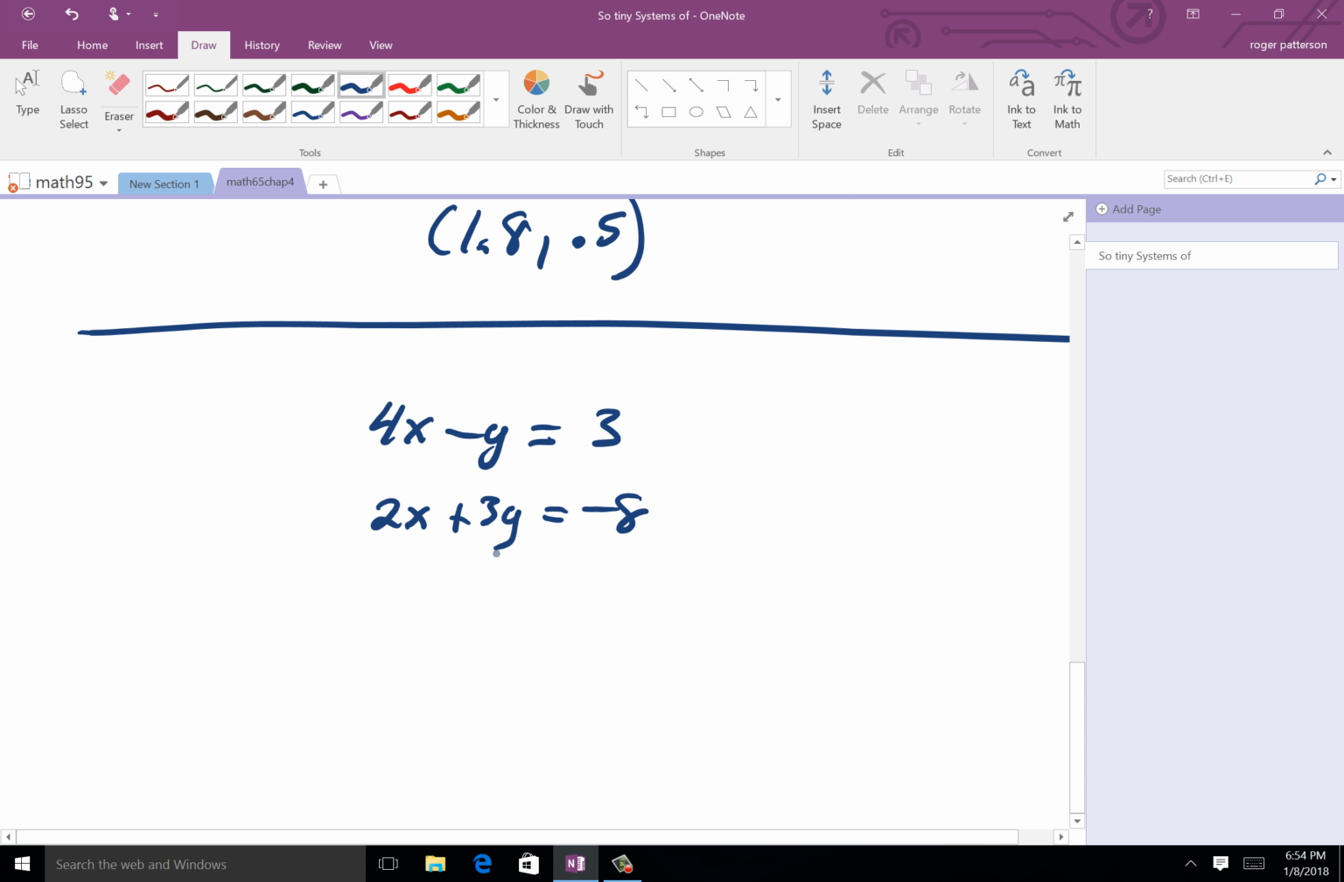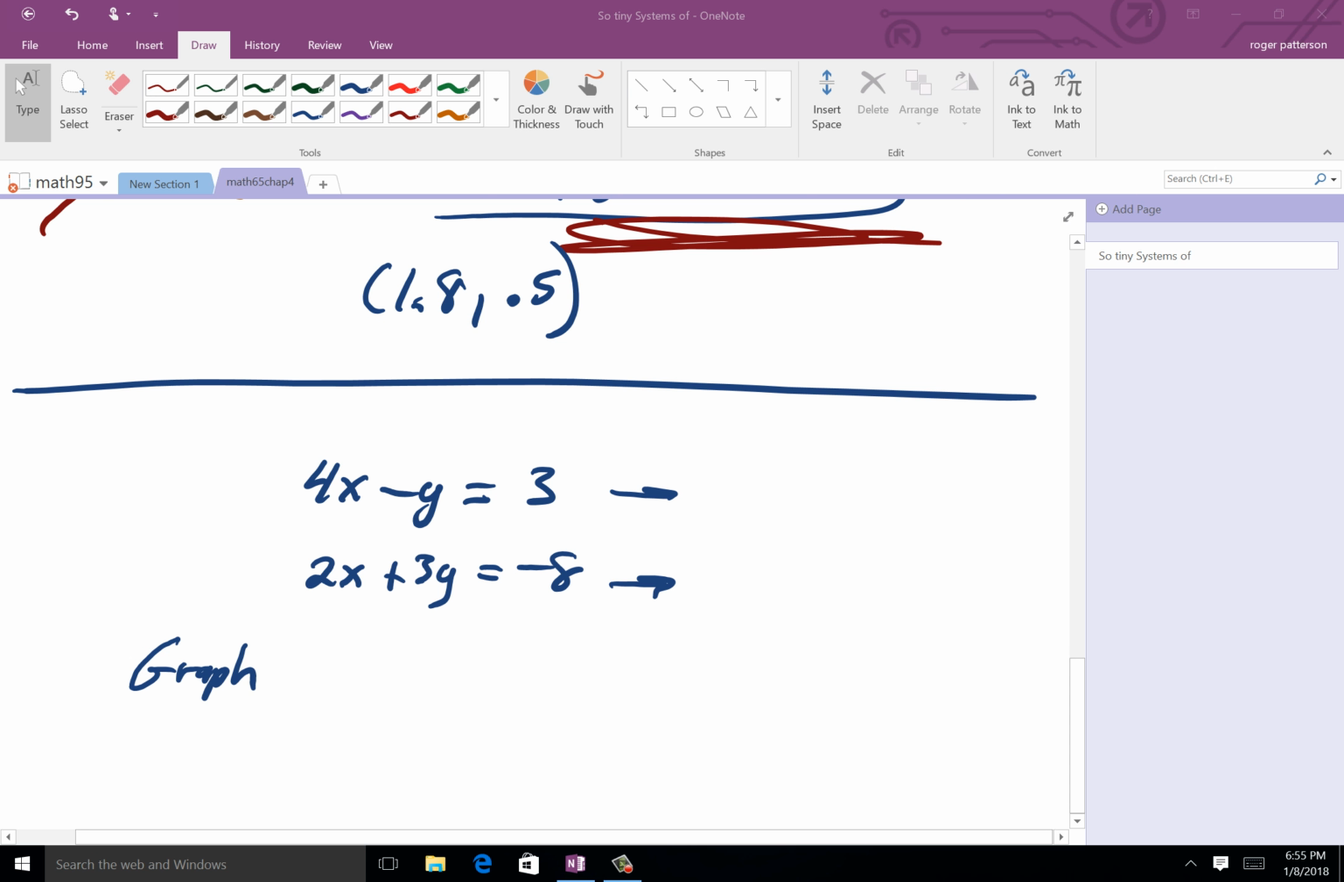Okay, so here's a system. This is probably harder than almost anything you're going to get. So we have 4x minus y equals 3 and 2x plus 3y equals negative 8. And we're going to graph these. All right, I don't like decimals for some reason. I'm just going to do them all by hand. If we're going to do that, then we have to solve for y.